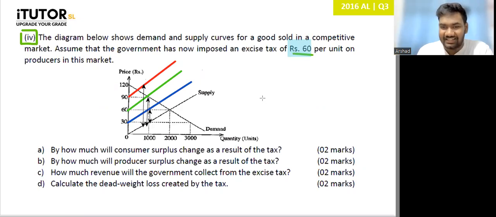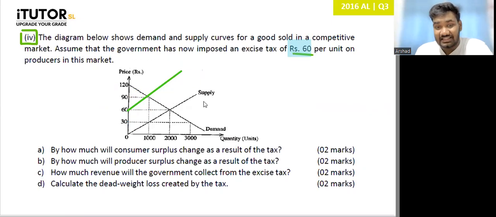It's with the green curve, right? See, now if they said in the question that the tax is 30 rupees, then it would have been different. Now here they're saying the tax is 60. What does that mean, guys? The difference between the two supply curves has to be 60, because remember, this difference is the unit tax, no?